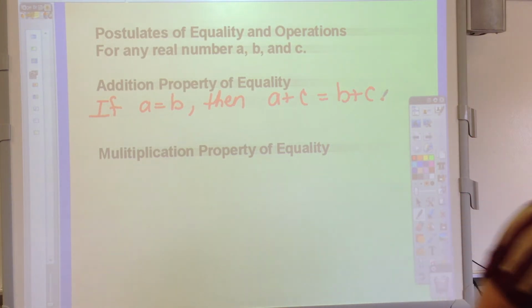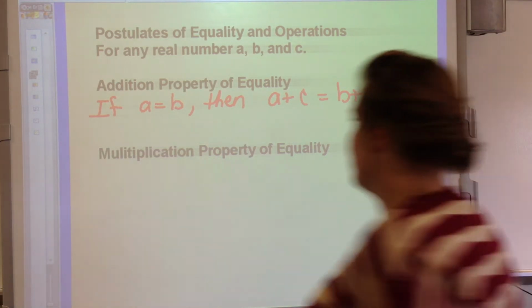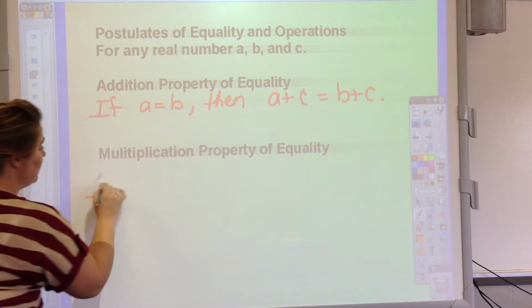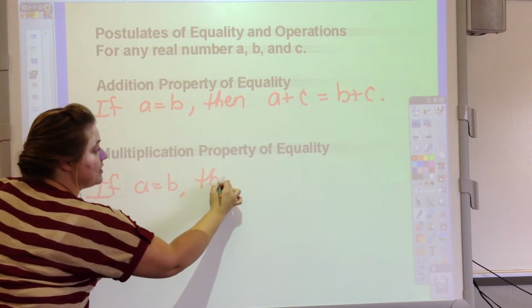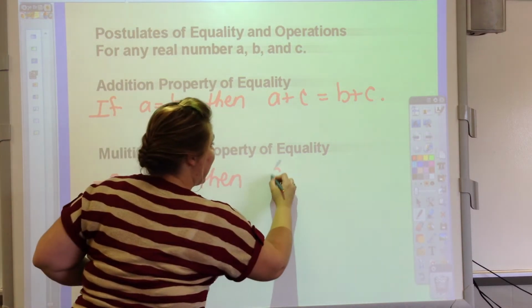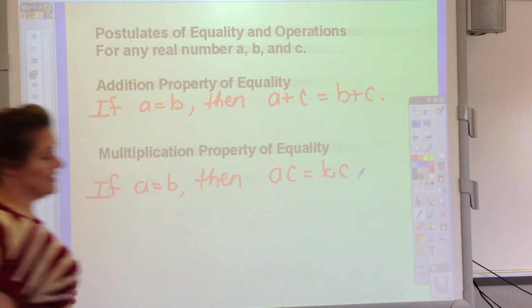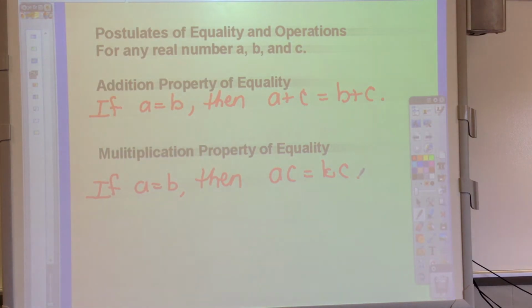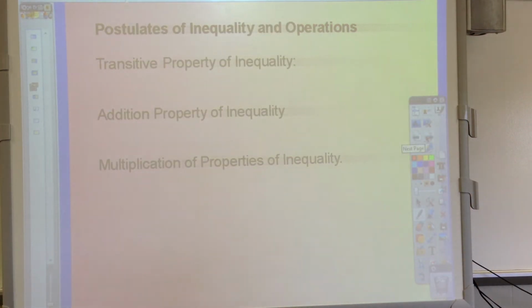And then we have the multiplication property of equality. If, again, A equals B, and I multiply the same thing on both sides, A times C must equal B times C. All right. Now let's move on to properties of inequality.